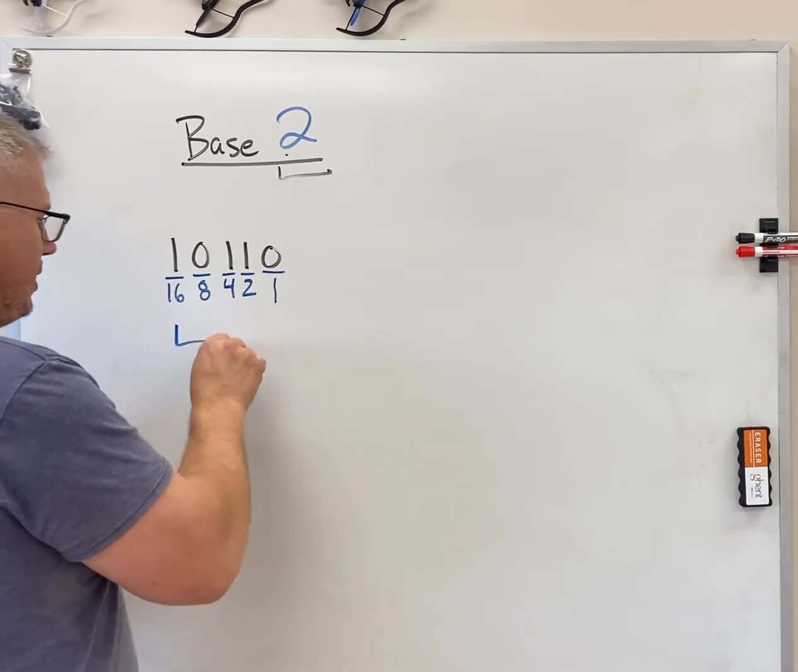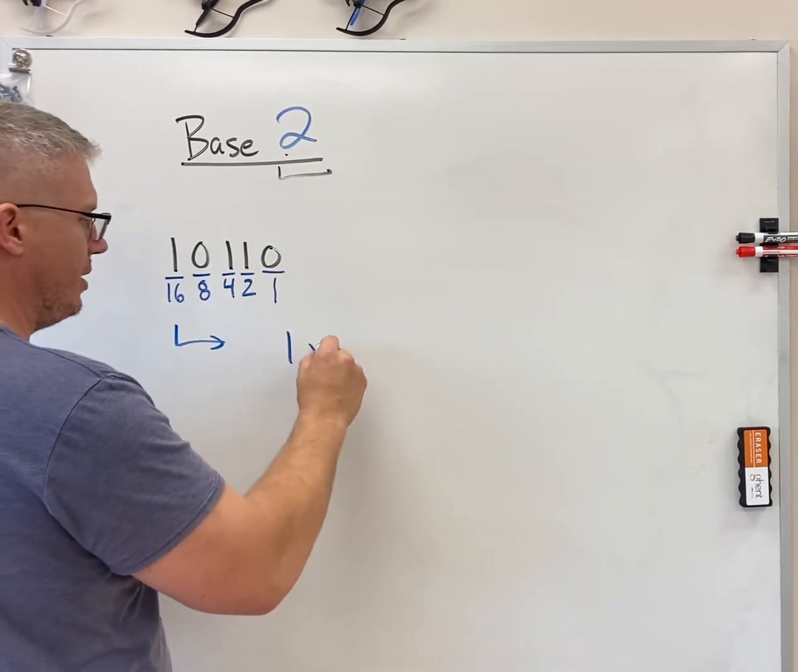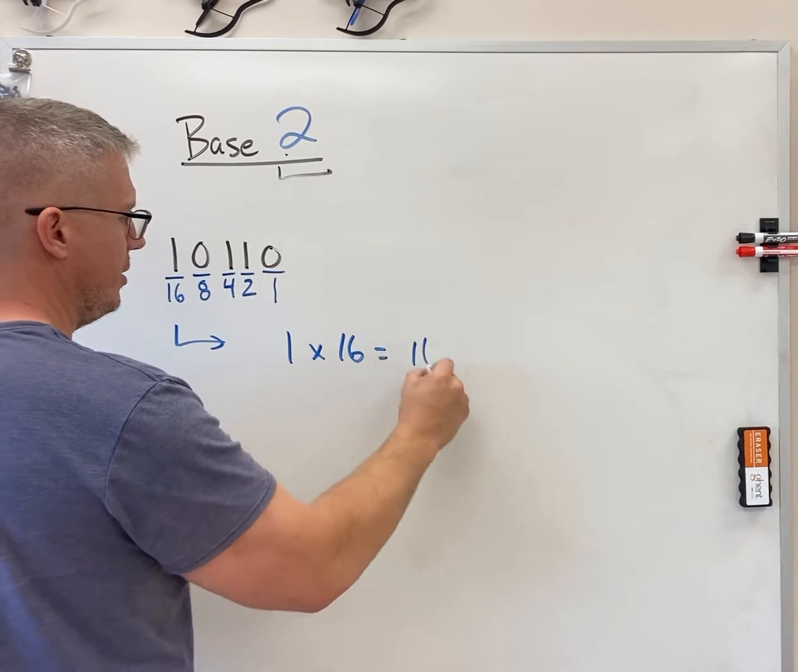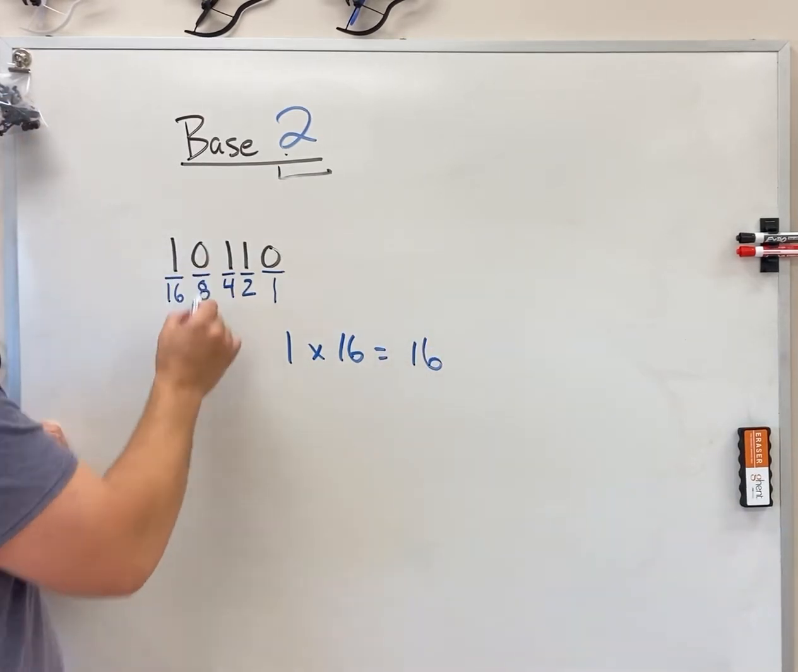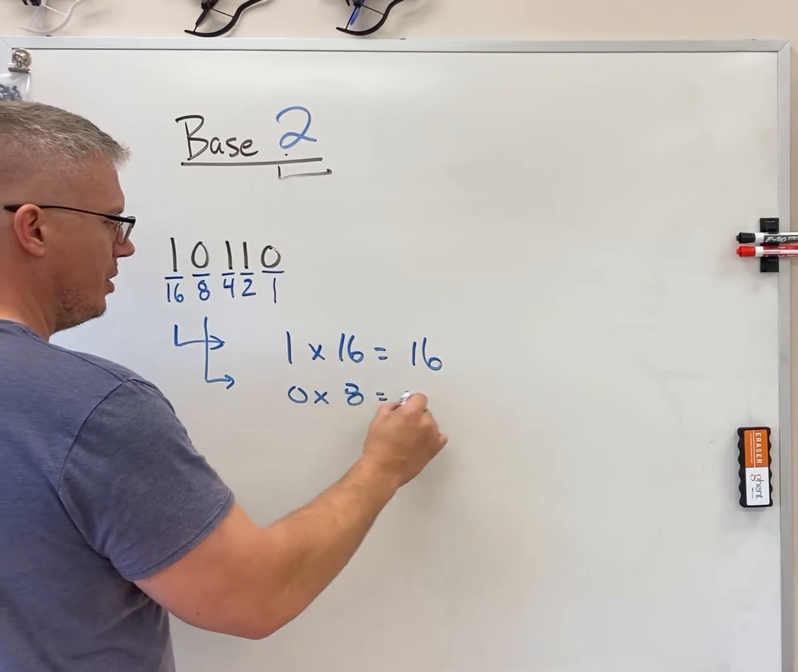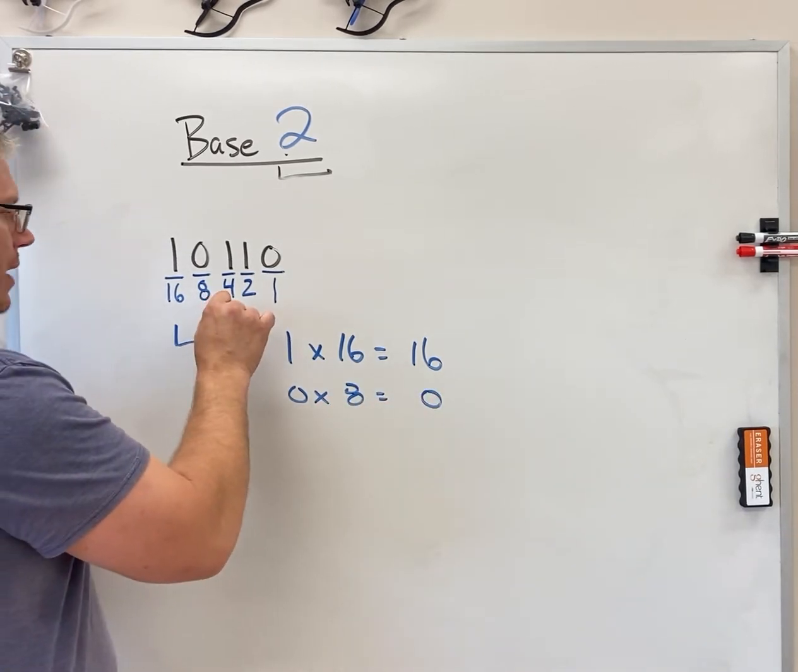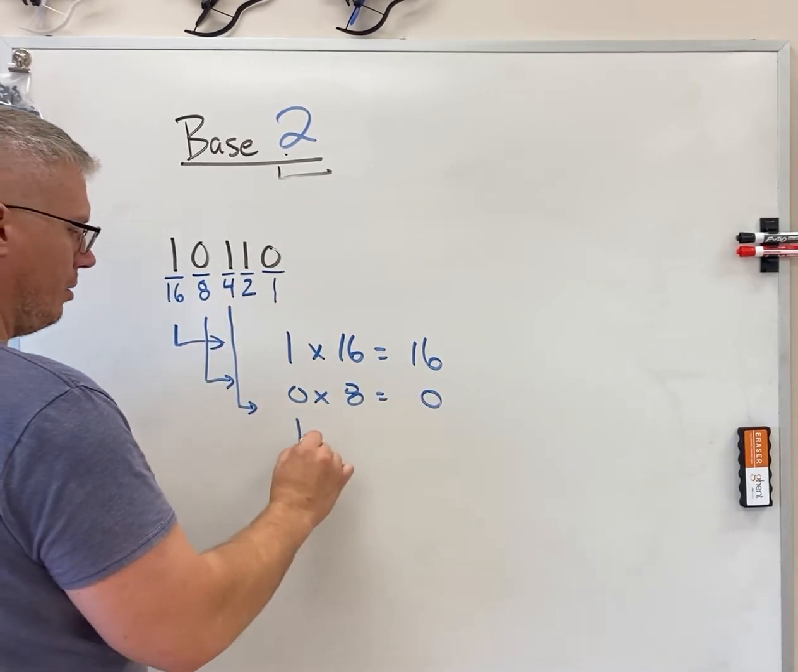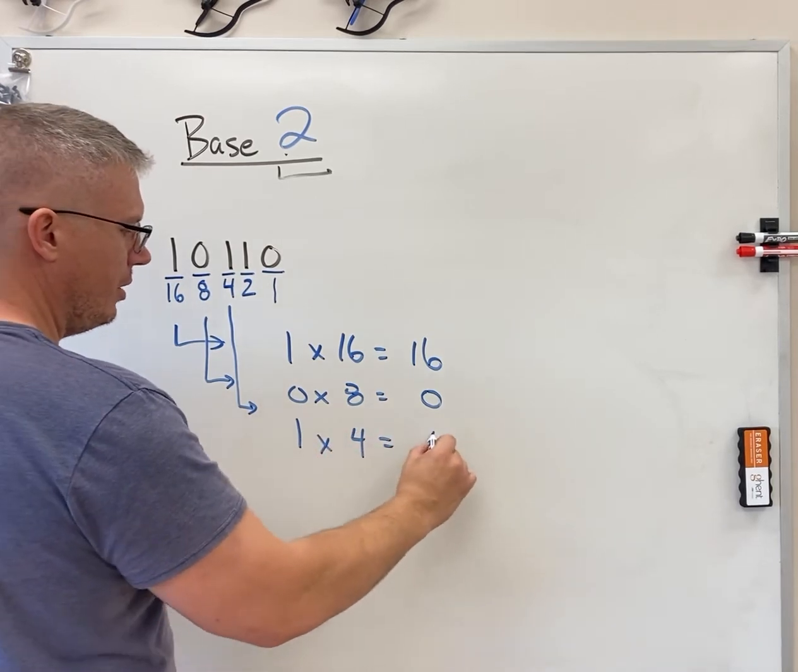Do I have any 16's? I have 1 16, so 1 times 16 is 16. Do I have any 8's? I don't. So 0 times 8 is 0. Do I have any 4's? I do. I have 1. 1 times 4 is 4.